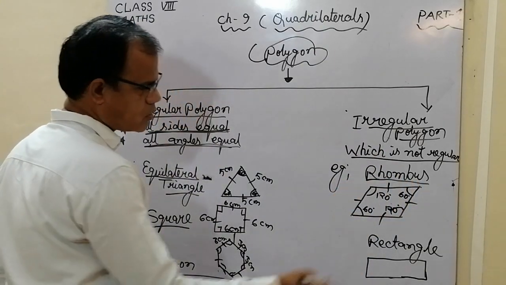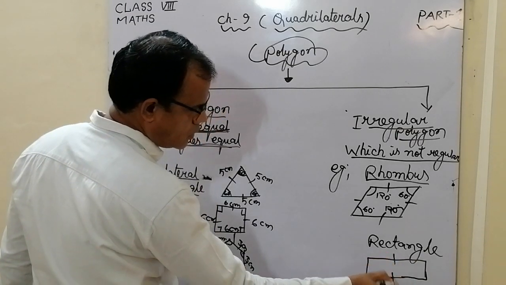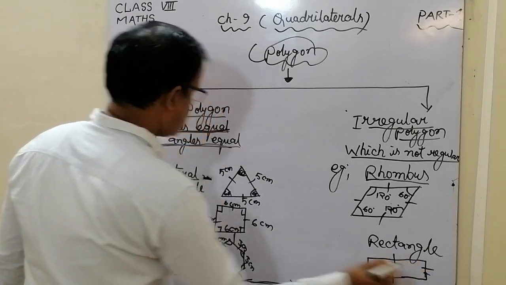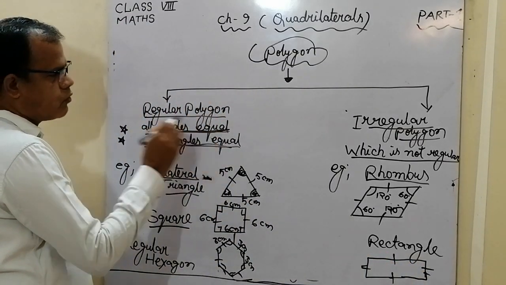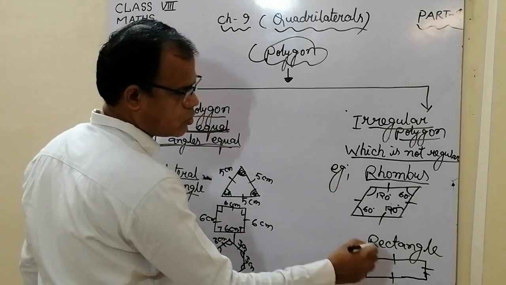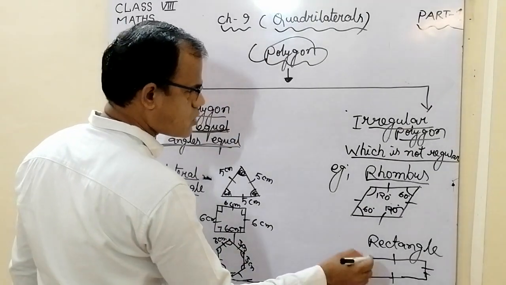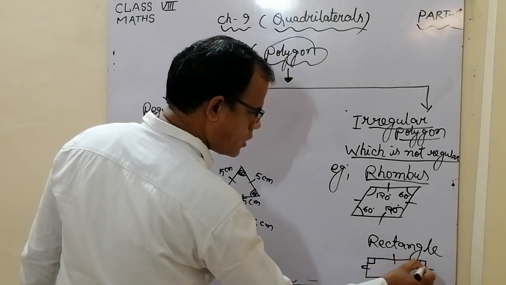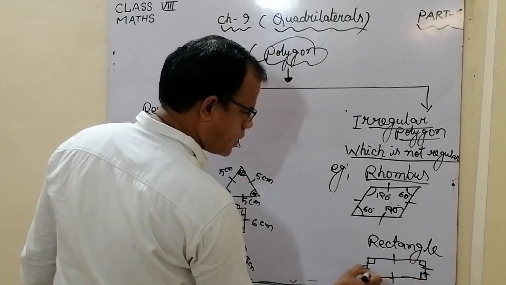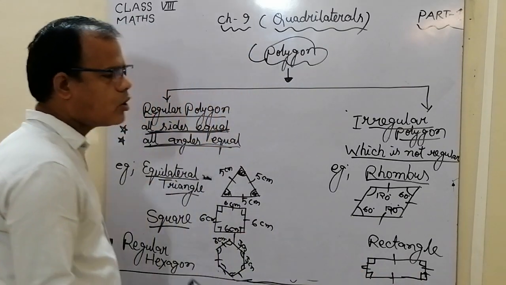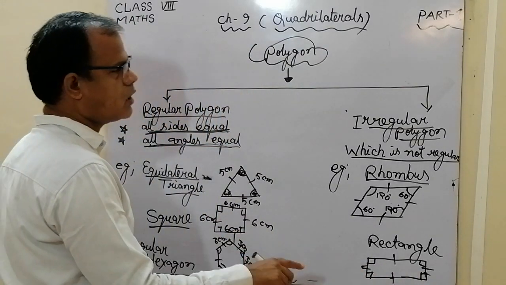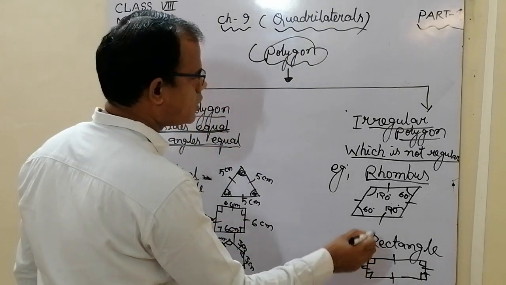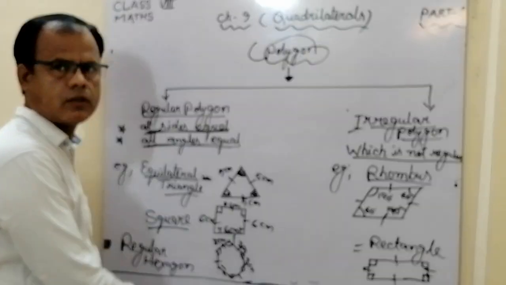Also see the example of rectangle. Here opposite sides are equal, but the condition for a regular polygon is all sides equal, so this is not a regular polygon. And next, here all angles are equal, so this condition is fulfilled. All angles are 90 degree, but all sides are not equal. That's why this rectangle is an irregular polygon.